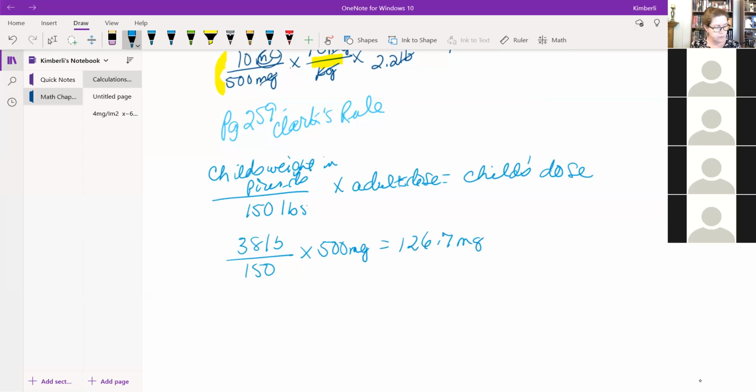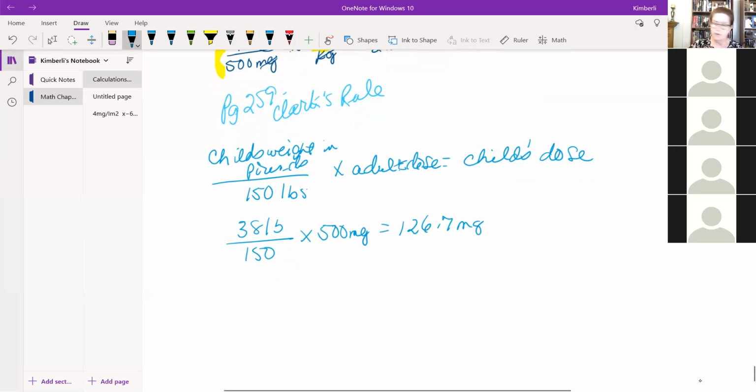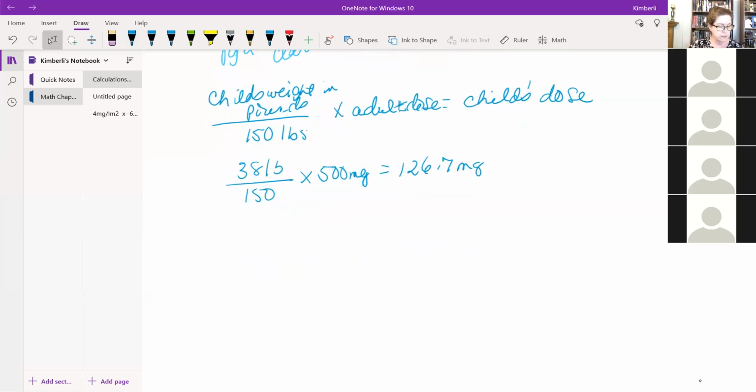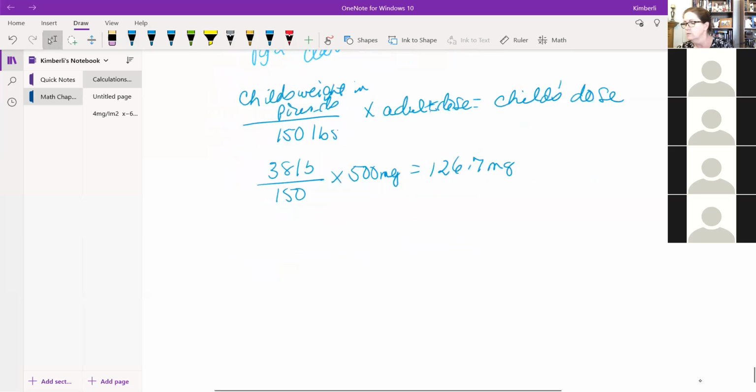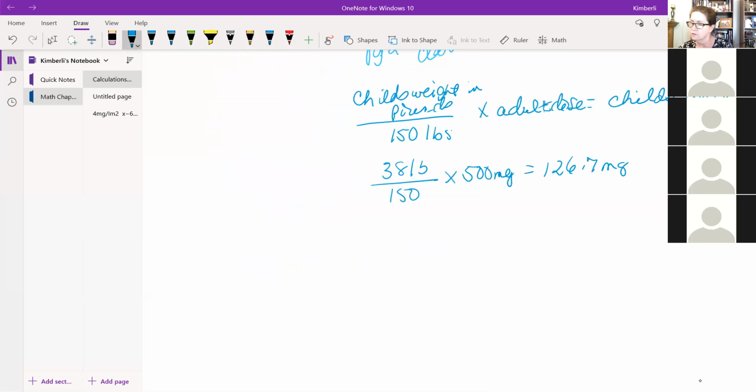And then it says if the prescription is filled with Cefzil 125 milligrams per 5 mL, how many milliliters are needed per dose? Okay, so we already know this is one dose because they're only getting one dose in 24 hours.